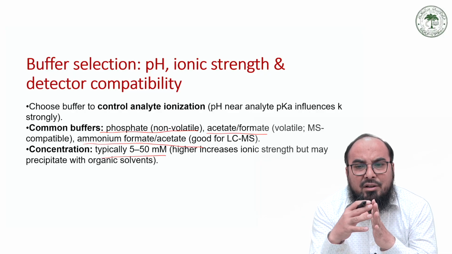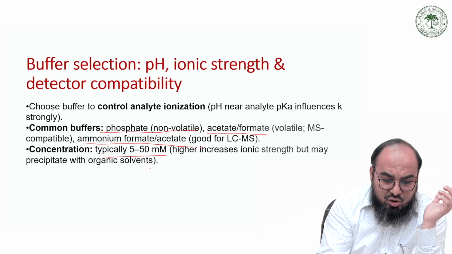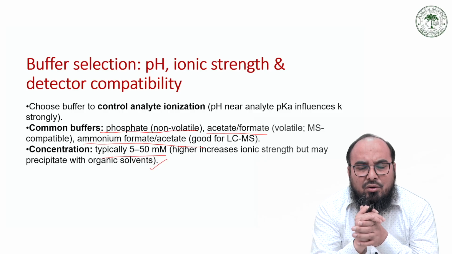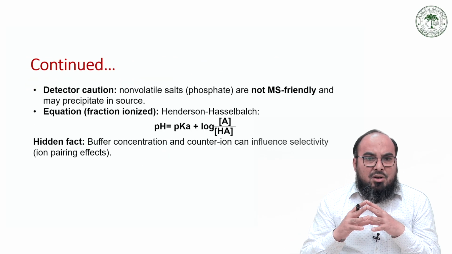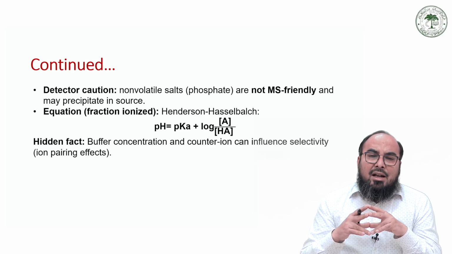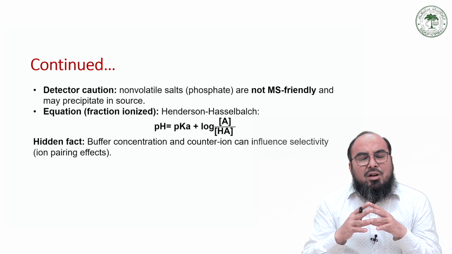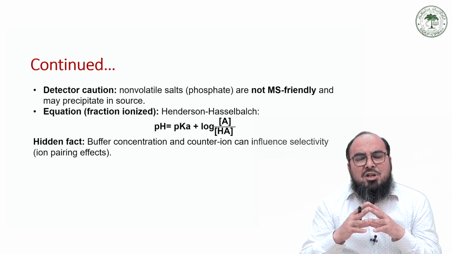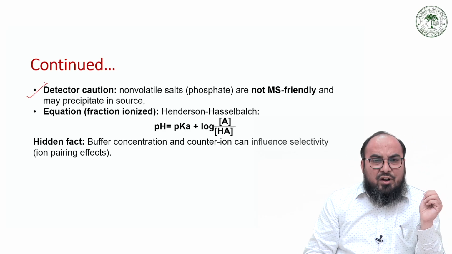So the moment you increase their strength, precipitation may also occur with organic solvent. So you have to look at all these factors, and we also have to look for the common ion effect while working with buffer solution. So if you are using phosphate buffer, you cannot use it for mass spectrometry, because in certain cases it may lead to precipitation, and if precipitation occurs, then of course clogging may occur. So you have to avoid the phosphate buffer.